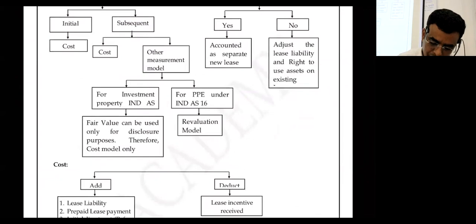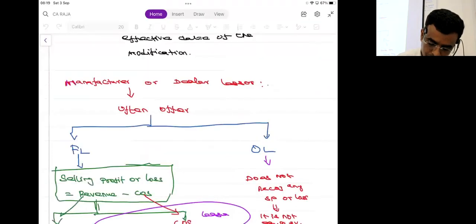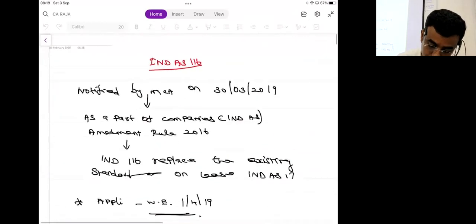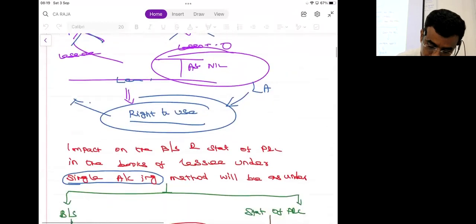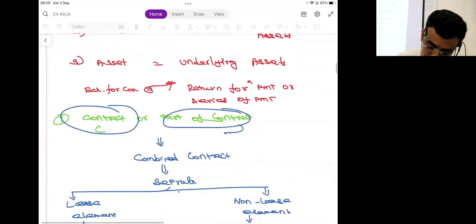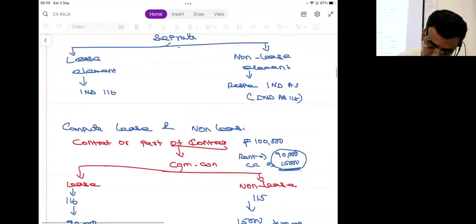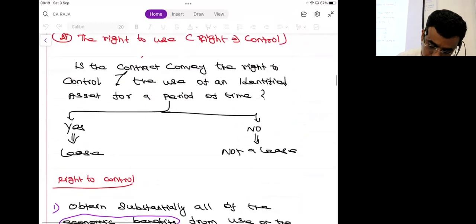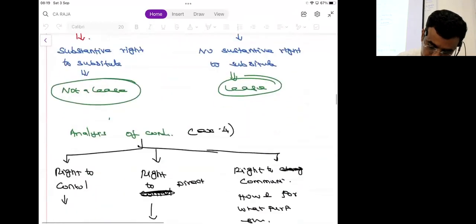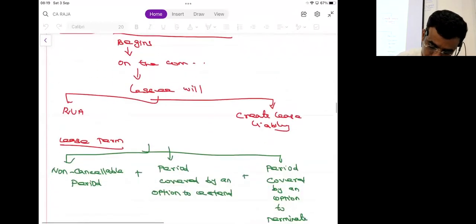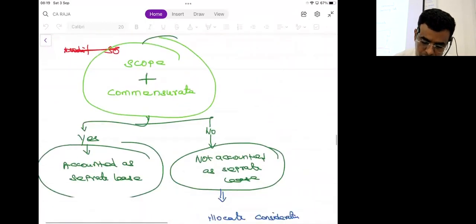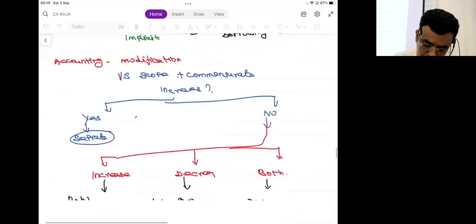That is yet to discuss, my dear friends. Okay, that is yet to discuss. There is a small concept called small value and short-term lease.